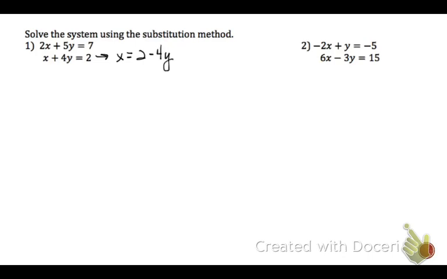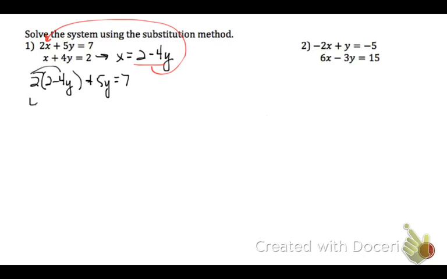And then you're going to take the value of x, which is 2 minus 4y, and you're going to substitute all of that into your first equation for x. So when you do that, the x comes out and the entire expression goes in. So you'll want to group it in parentheses. Then you'll just complete the equation and then solve for y.